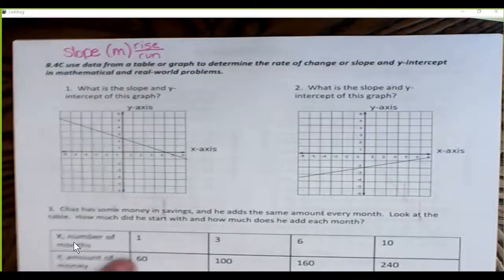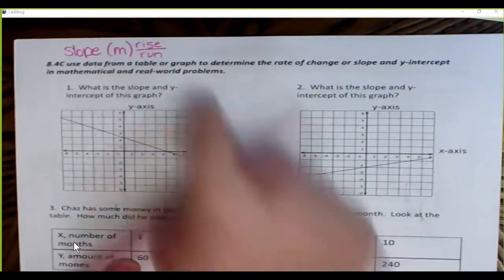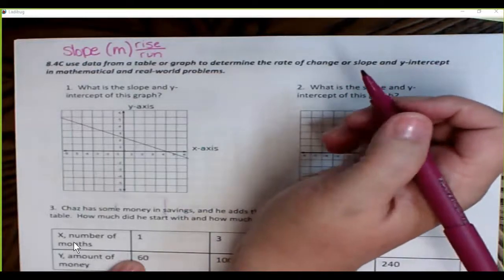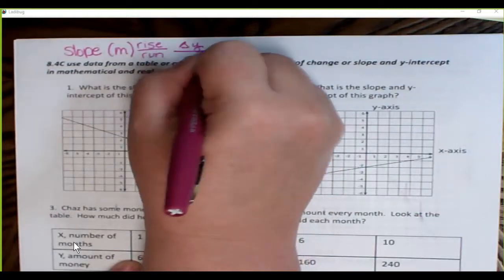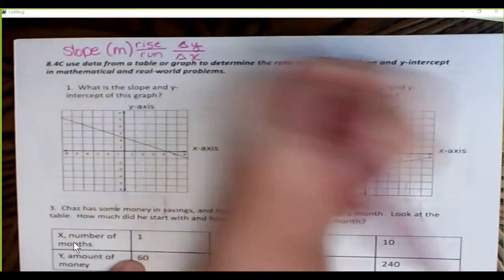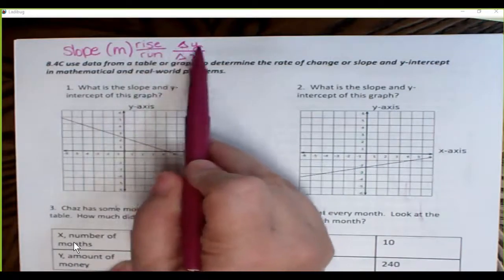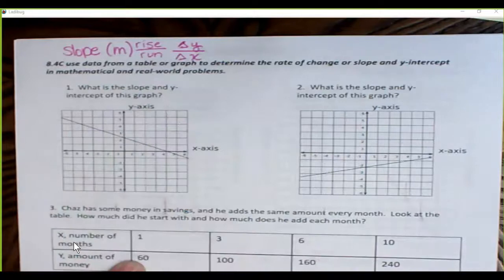But now, what if I had a table like question number 3? How could I find slope from a table? What does the rise represent? The y, the change in y over the change in x. How far did I have to go up to rise? What was that change in the y? How far did I run over the change in x? So that's the first thing we need to remember.